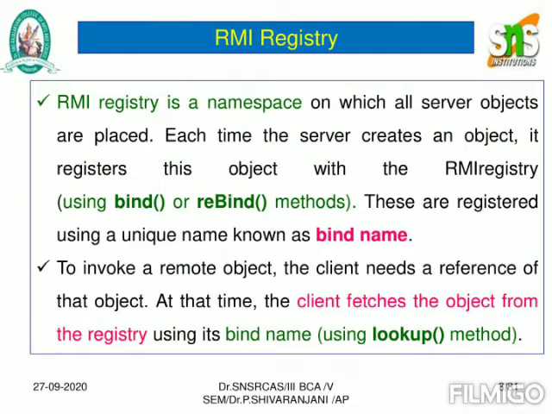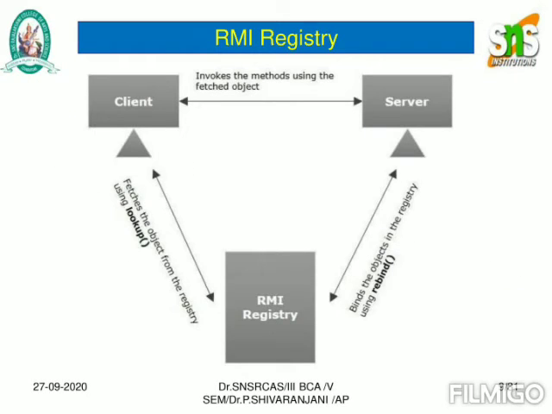The important thing is the RMI Registry. The RMI Registry is a namespace on which all the server objects are placed. Each time the server creates an object, it registers the object with the RMI Registry by a method called bind, or if it has already been bound, it uses a method called rebind. These are registered using a unique name known as a bind name. To invoke a remote object, the client needs a reference to the object. At that time, the client fetches the object from the registry using its bind name by a method called lookup. So this is the working architecture of the RMI Registry.